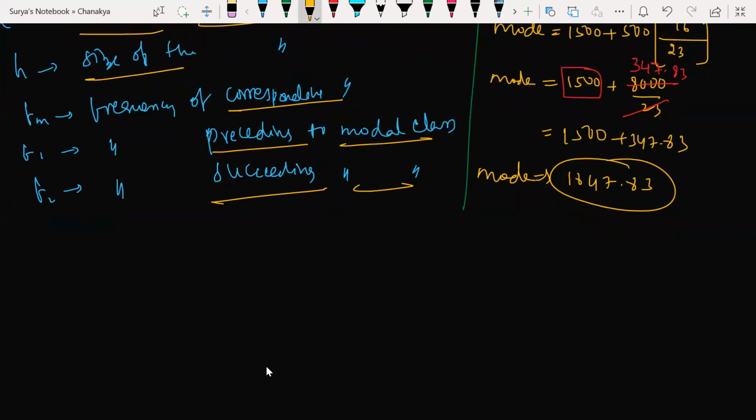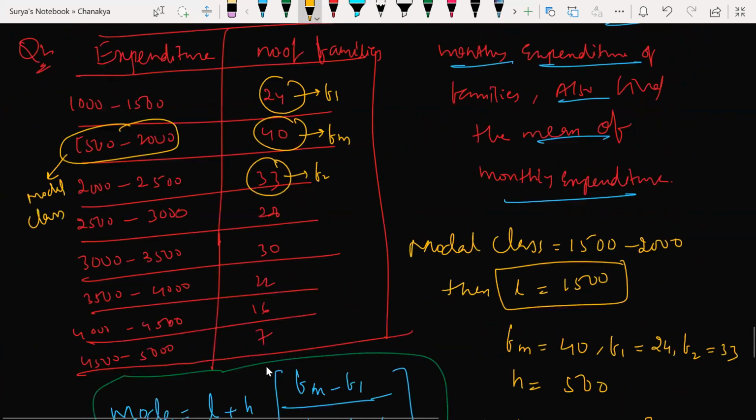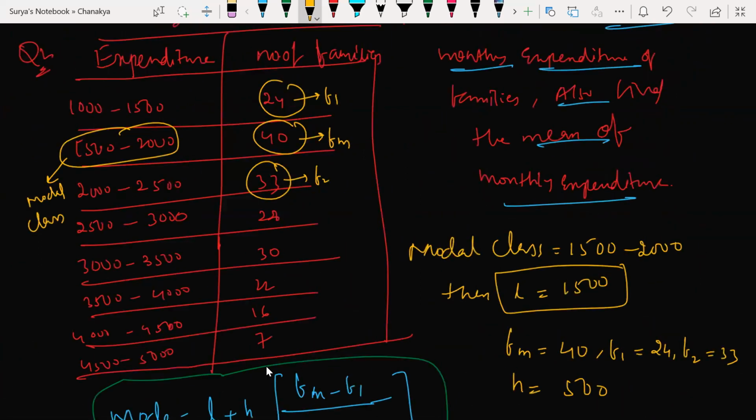How can I find out mean here? Mean is equal to what? You can find out mean by using step deviation method, or like the method whichever you know. But you understood the mode, right? How to find out mode here? So mean you can find it out, sigma fi di divided by sigma fi, or sigma fi ui divided by sigma fi. By using that method, you can find it out. Hope it is clear. Any doubts here?